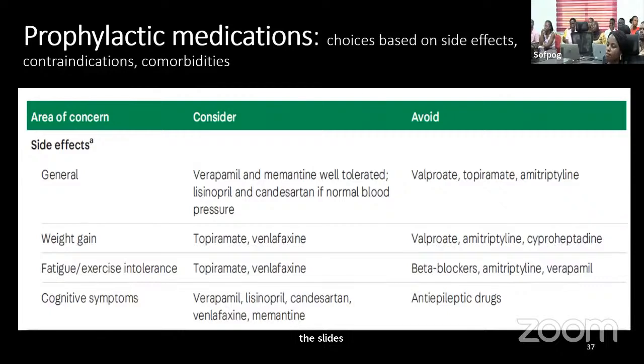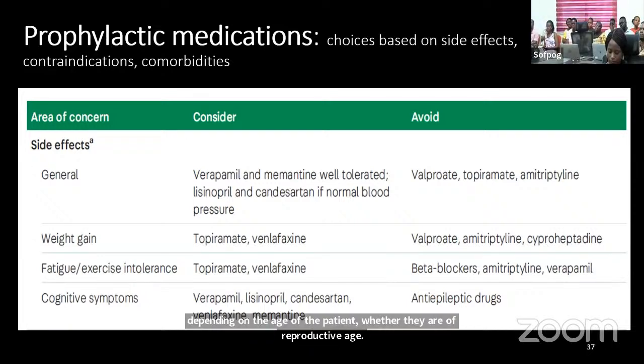Okay. Now it's also important to consider the comorbidities that patients have before we choose these prophylactic medications for them. So in general, verapamil, memantine, lisinopril, candesartan, they are well tolerated if the blood pressure is normal. You may want to avoid valproate or topiramate, amitriptyline, depending on the age of the patient, whether they are of reproductive age, or if a pregnancy is recognized.